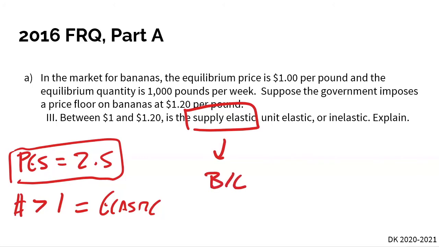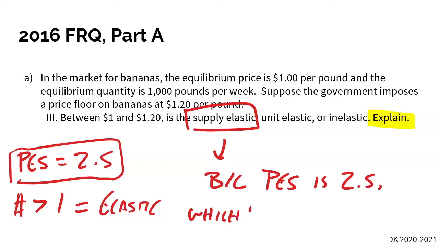And it asks us to explain. The explanation could be as simple as: because the price elasticity of supply is 2.5, which is greater than 1, it is elastic. Remember to write this out. And so that is it for Part A.